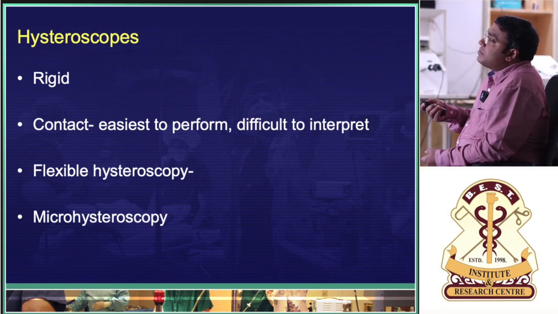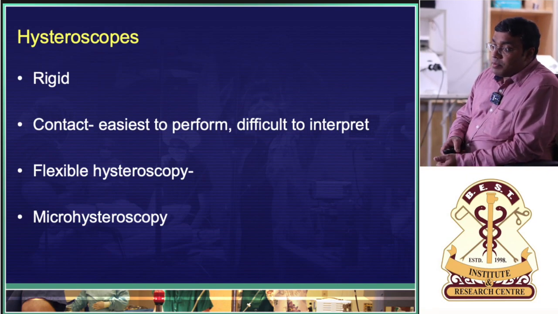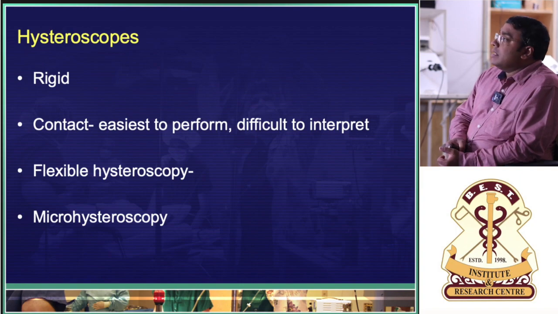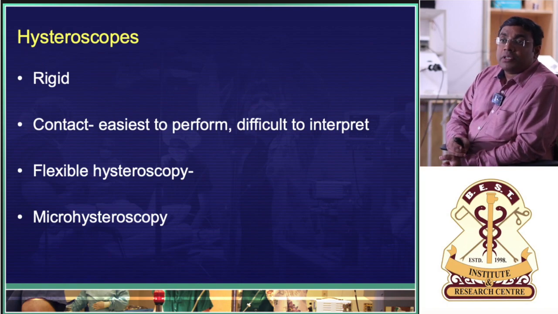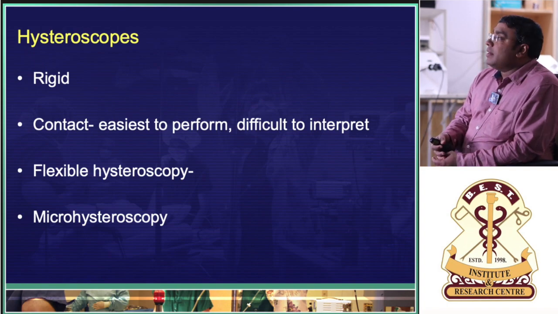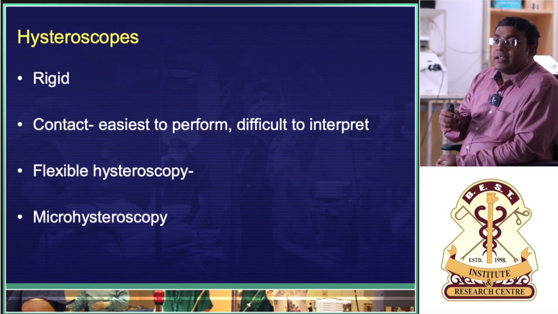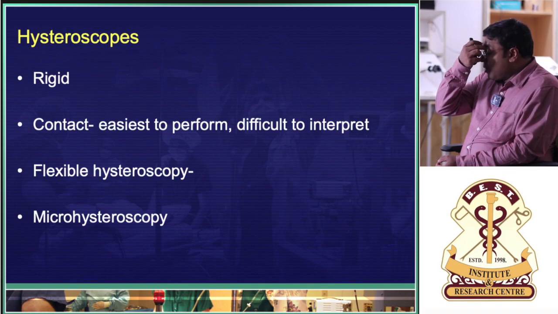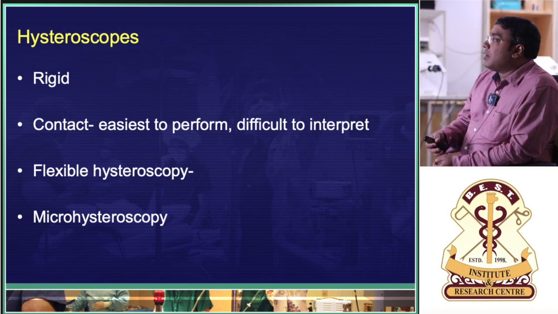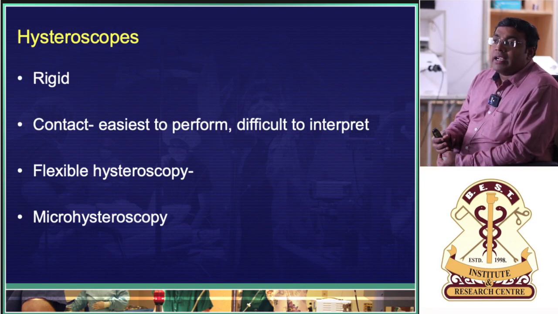So the types of hysteroscopes: rigid hysteroscope and contact based hysteroscopes. Contact based hysteroscope is easy to perform but difficult to interpret. Generally contact based hysteroscopes are used as salpingoscopes, where through the uterus you enter into the tubal lumen, having stained the tubal lining with a dye, vital staining, and then when you go in and see, you can count the number of nuclei. Based on the number of nuclei, there are some calculations like 100 nuclei per field, which tell the quality of the tubal mucosa.